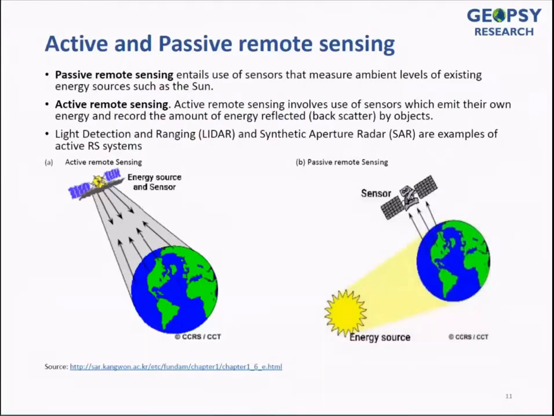Active remote sensors are situations where a sensor emits its own energy and then records the backscatter. The backscatter is the rays that are reflected back. And this backscatter is important because different objects will reflect the rays based on the characteristic of that object. So an example of an active remote sensor is LiDAR, light detection and ranging, or synthetic aperture radar. At some point, we will give more details about these.